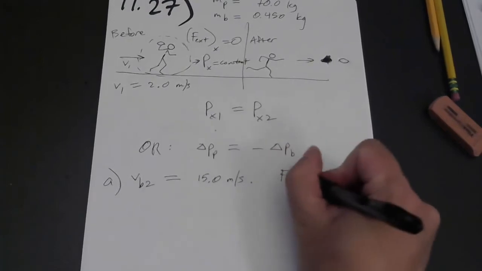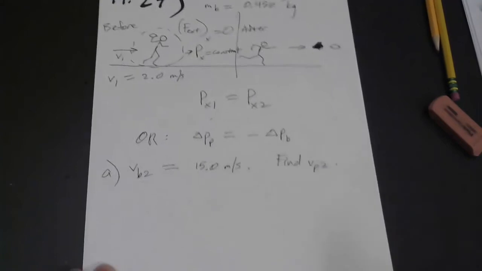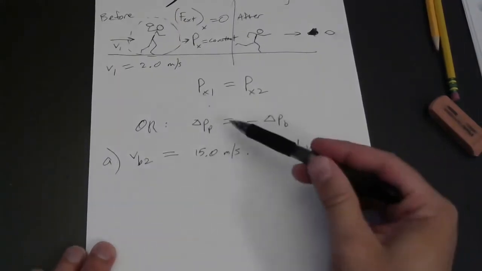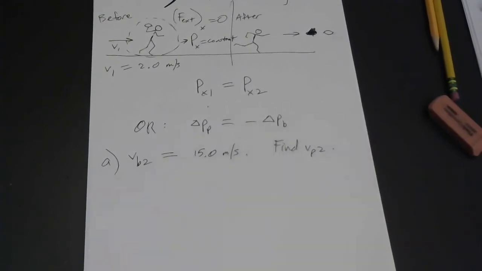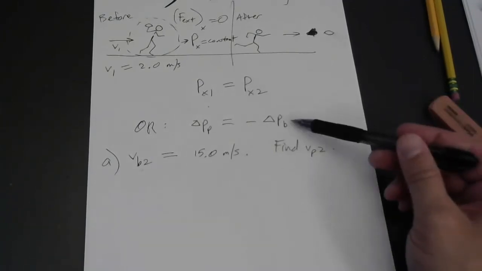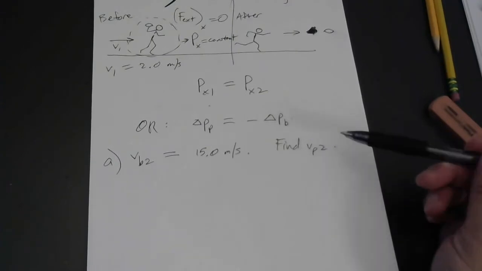So find the velocity of the player at time 2. Well, velocity is part of momentum. So if I just enforce this condition, I should be able to find that velocity. It would have to be the only unknown in that equation. And remember, there's no new physics here. This is really just Newton's third law and Newton's second law combined with some calculus.